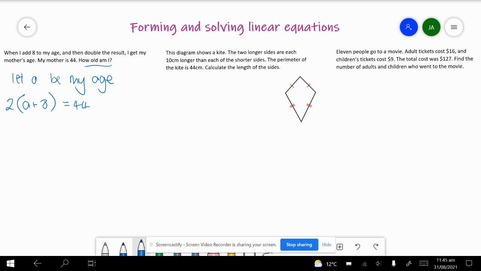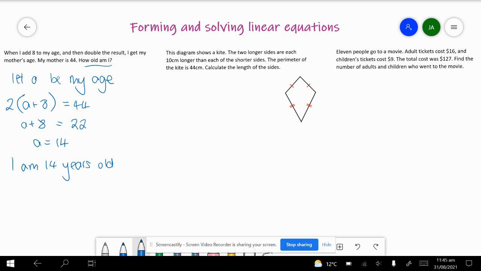To solve that, there are 2 ways: you could expand it out and work it out that way. The other way of doing it is dividing by 2 immediately. So we've divided that side by 2, and we're going to divide that side by 2. So that's 22. So subtract 8, and we get A equals 14. Now always answer it in the context of the question. So you can write, I am 14 years old, because that's my age. Okay, and that's the finish of that question.